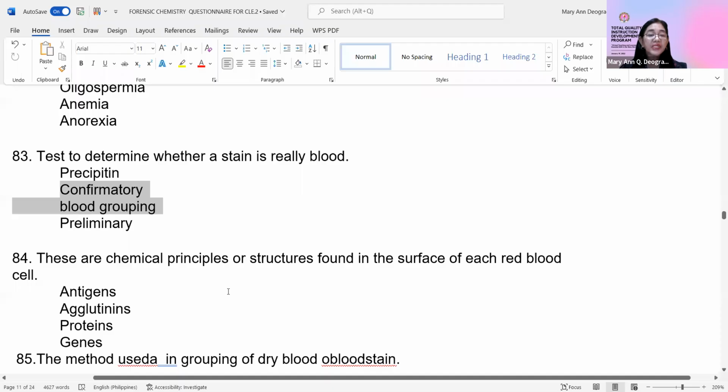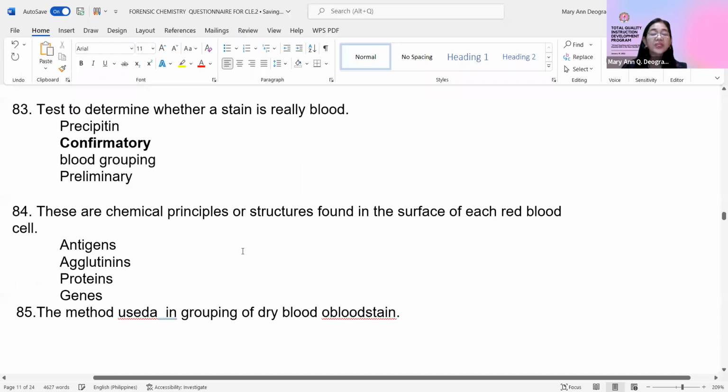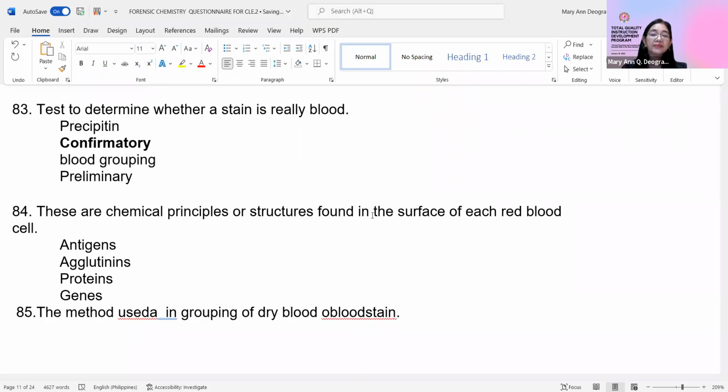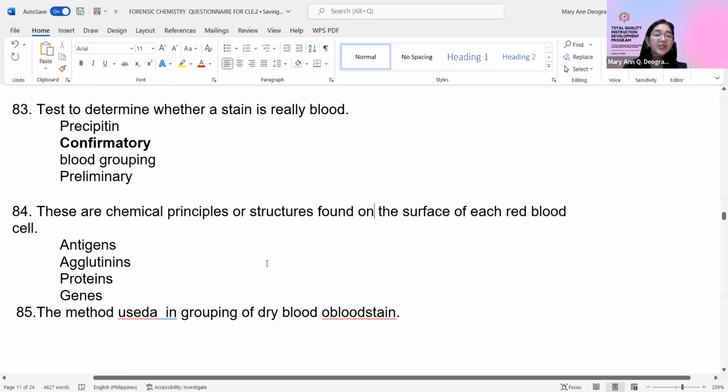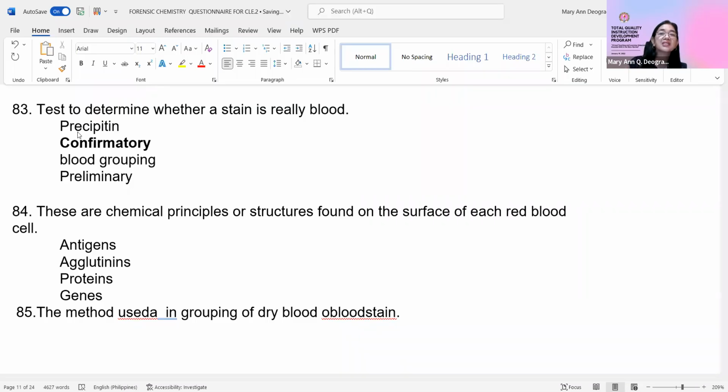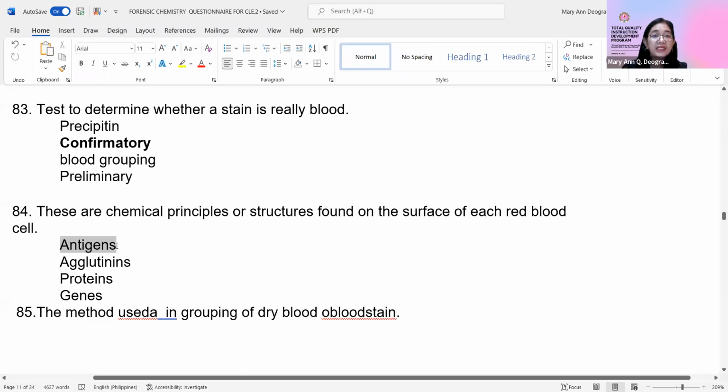These are chemical principles or structures found in the surface of each red blood cell. Is it antigen, agglutinins, protein, genes? Antigens, yes. Kasi yung ating agglutinins, ang pagpipilian naman natin, dalawa lang eh. It is antigen, agglutinin. So, ang antigen natin nasa red blood cells, ang agglutinins natin nasa serum. Okay, so those are the antibodies.